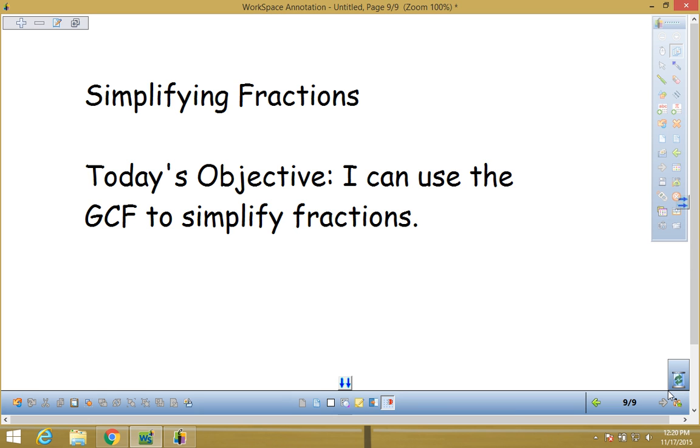Simplifying fractions. We're going to go through several examples. Two different types of examples. The first one will be where we're comparing two fractions that we know are equivalent, and we're finding the missing number. And then the second type of example is I will give you a fraction and you have to simplify it completely, both the numerator and the denominator. Okay? All right.